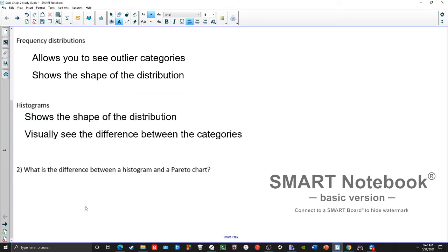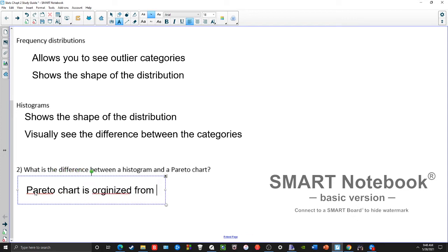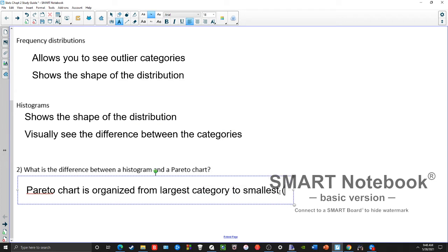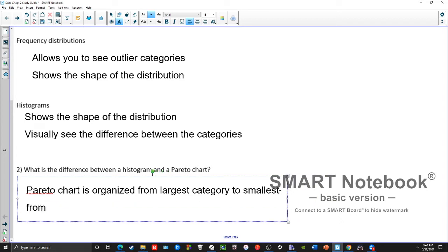What is the difference between a histogram and a Pareto chart? So basically, the main difference, the only difference, is that a Pareto chart is organized from largest category to smallest, from left to right. Left equaling most, largest category.